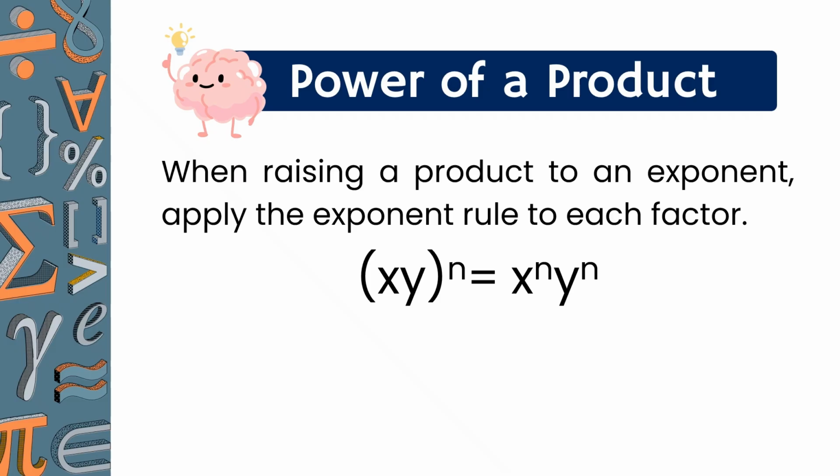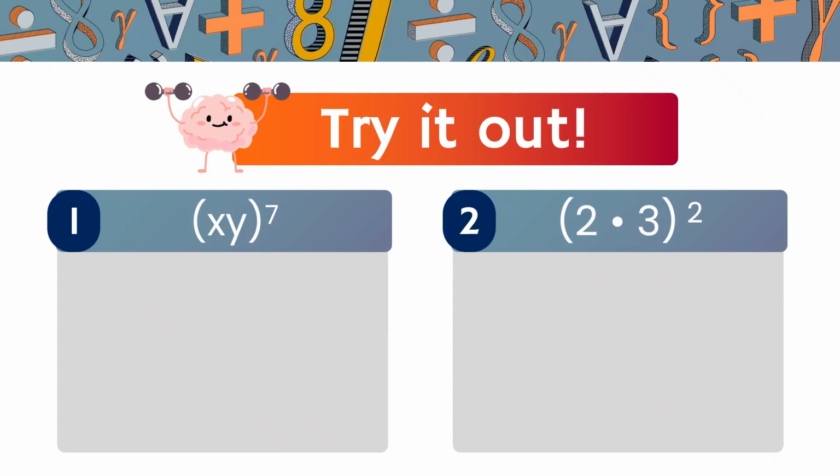Remember, apply the exponent rule to each factor. So let's have these two examples. (xy)^7. Apply the exponent rule to each factor. So our factors are x and y. So we will have x raised to 7, multiplied by y raised to 7. So this is our answer.